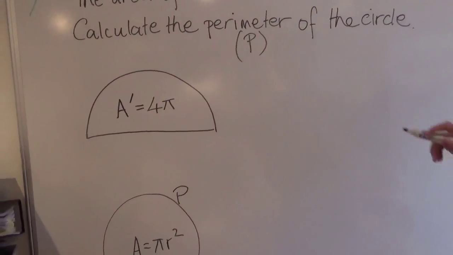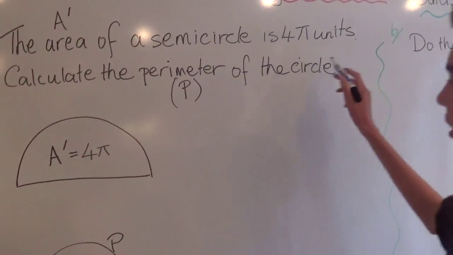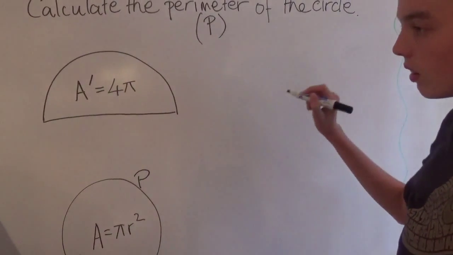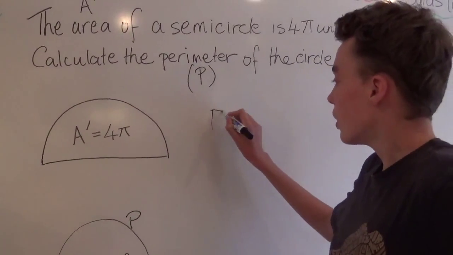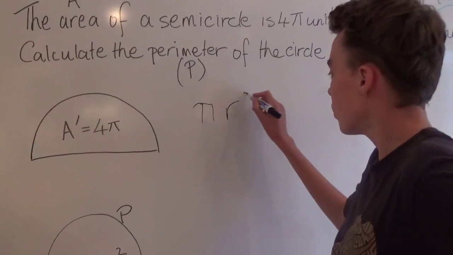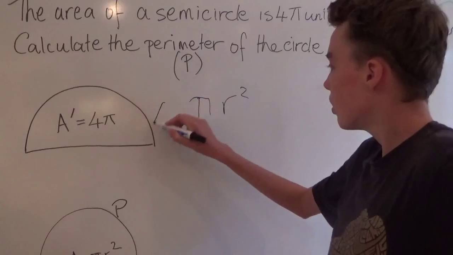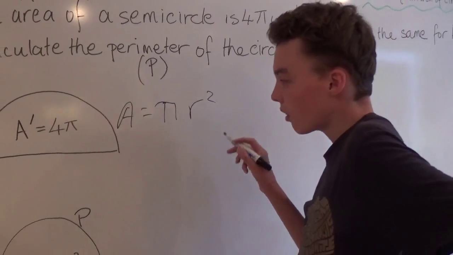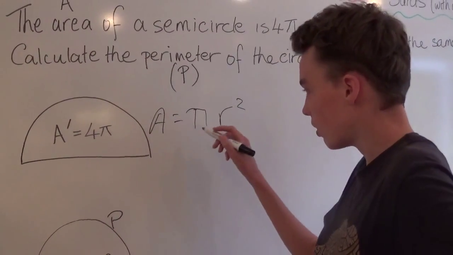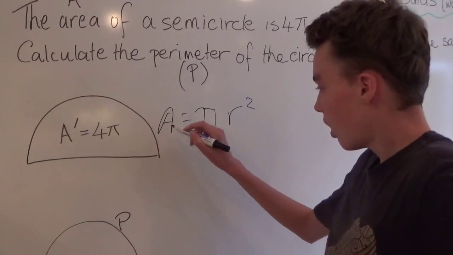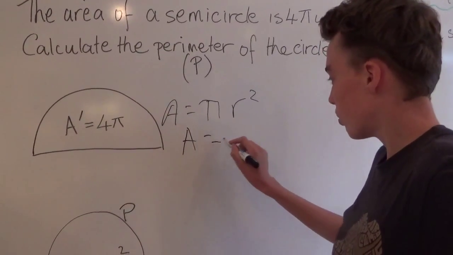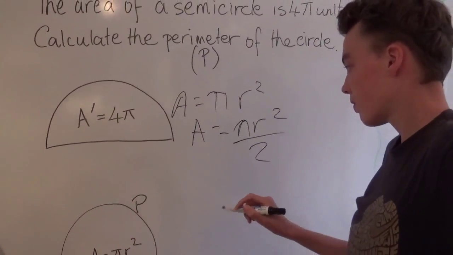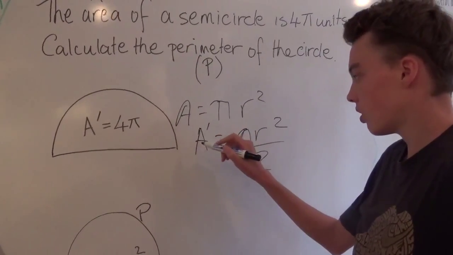Right, so the area of a semicircle is 4 pi units. Calculate the perimeter of the circle. Okay, well, the area of the circle is pi r squared. A equals pi r squared, okay? Right, now, as this is a semicircle, it's going to be A dash equals pi r squared over 2. A dash because it's the area of the semicircle, yeah?